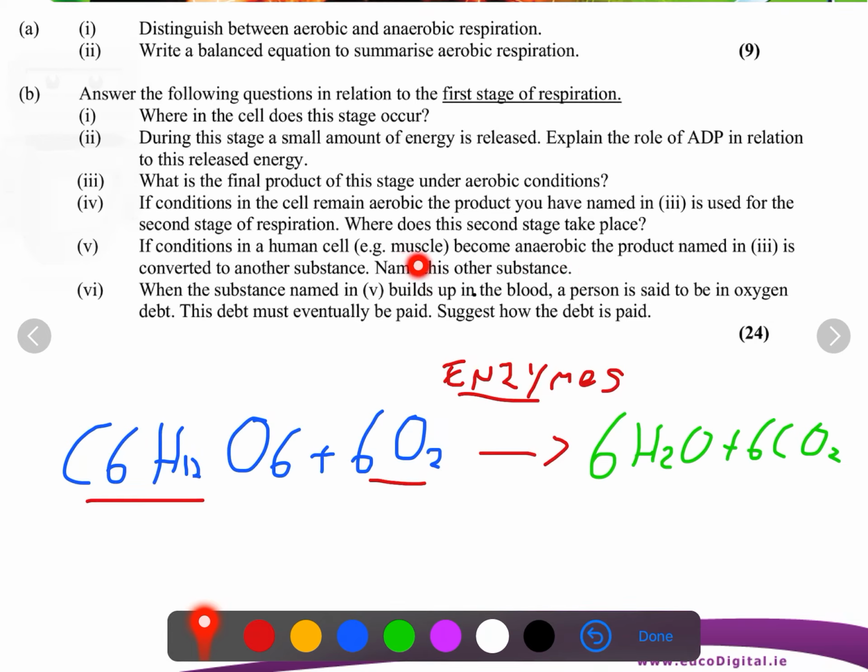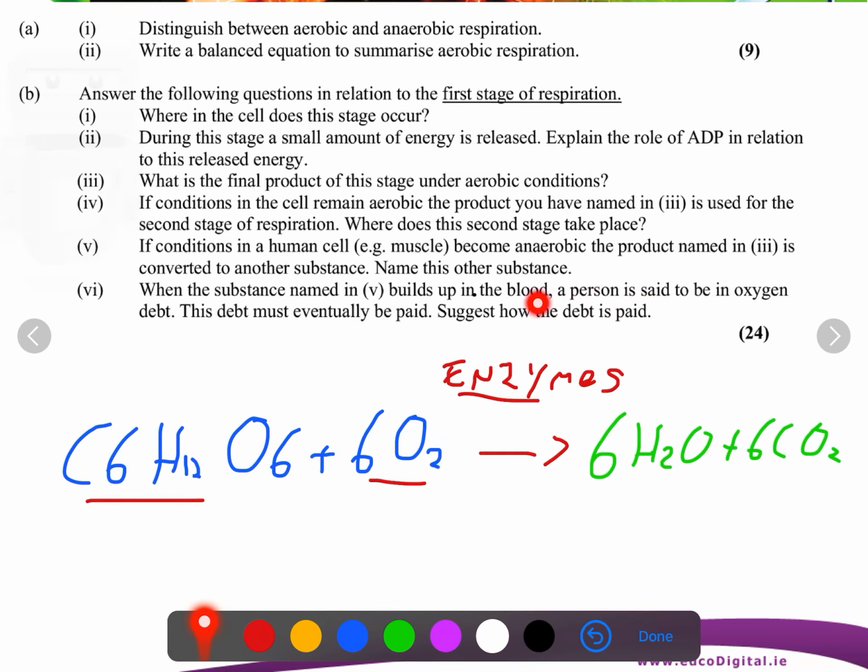Make sure you read this. Sometimes people will say alcohol because they think of yeast, but it's giving you an example here. Lastly, when the substance in 5 builds up, so our lactic acid builds up in the blood, the person is said to be in oxygen debt. This debt must eventually be paid. Suggest how the debt is paid. Really strange way to word the question, but it's challenging you.